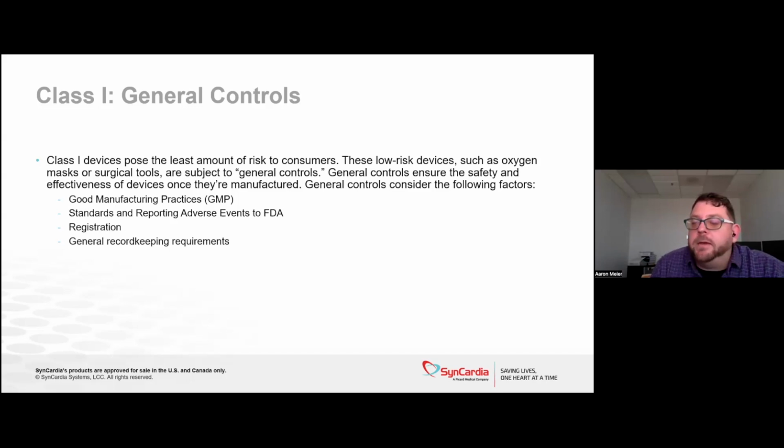Anytime there's an adverse event or a malfunction that could lead to an adverse event, you're required to report that to the FDA. Registration, right? You must register your company. So every medical device manufacturer is registered with the FDA, and basic quality management system and record keeping. These are basic general controls for any medical device, and these are the ones that specifically apply to Class 1 devices.